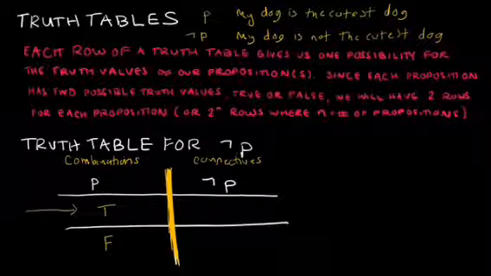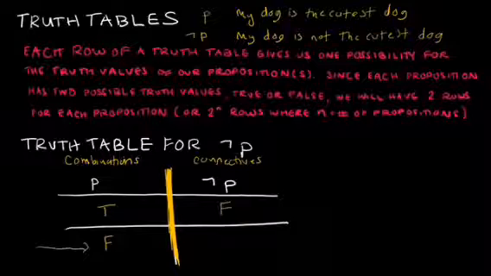My dog is the cutest dog is a true statement, which means not P, my dog is not the cutest dog, would have to be false because my dog can't be the cutest dog and not the cutest dog at the same time. Let's say instead that my proposition was false. I said my dog is the cutest dog and that is an incorrect statement. Then not P, which says my dog is not the cutest dog, would have to be a true statement. So that's how a truth table works, is on the left side we have all of the different combinations, on the right side we have whatever connectives we're going to use.